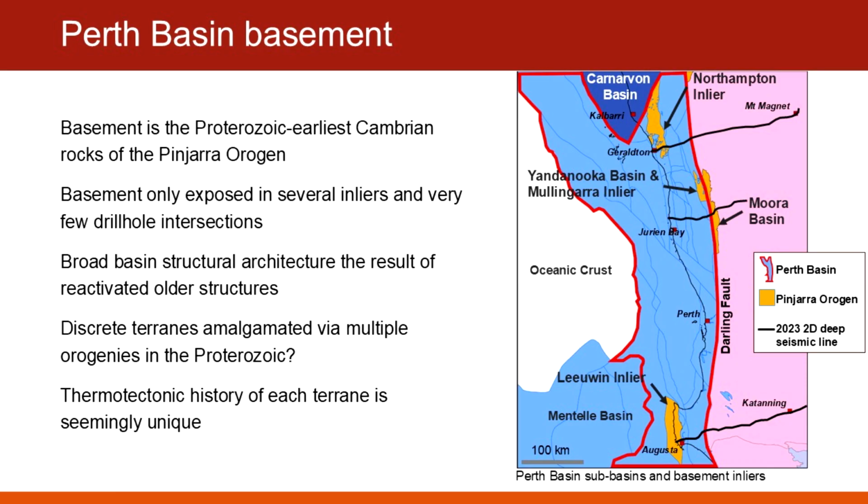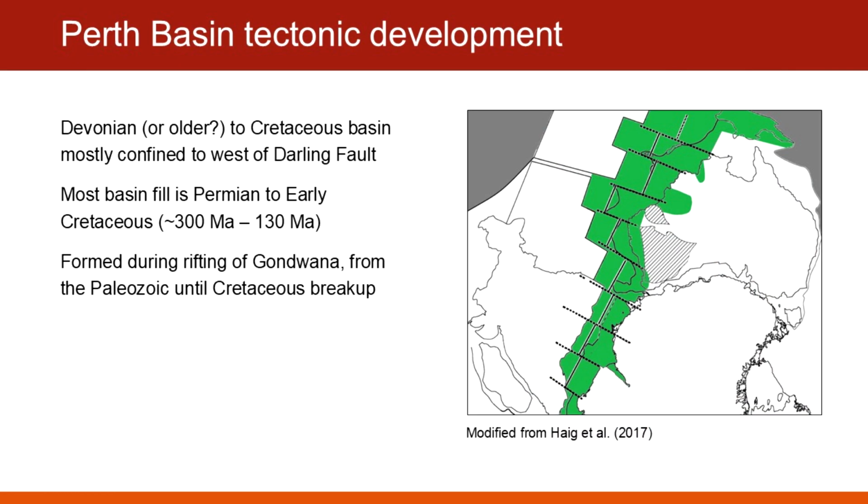So again, probably controlling the rates of subsidence in the Perth Basin. This is just a cartoon showing the tectonic reconstruction of Australia during Gondwana rifting time. Perth Basin is about here. Most of the basin fill is Permian to early Cretaceous. Again, I mentioned early Cretaceous is when we finally had our breakup and seafloor spreading.